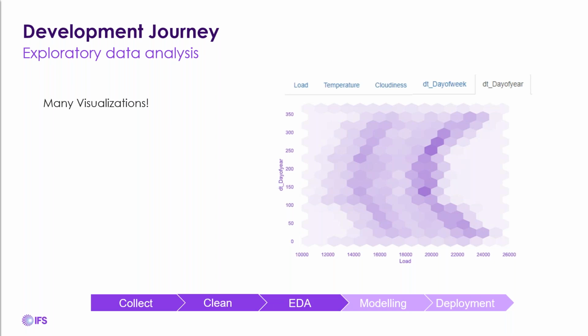So even here, I'm using a Python package called pandas profiling. This is just one of the many visualizations that it generates, but it generates them into that Jupyter notebook. So here I'm just looking at a heat map between the load and the day of the year, but you'll already see some sort of cyclical pattern at the yearly level, where probably in the summer it has a different behavior than in the winter.